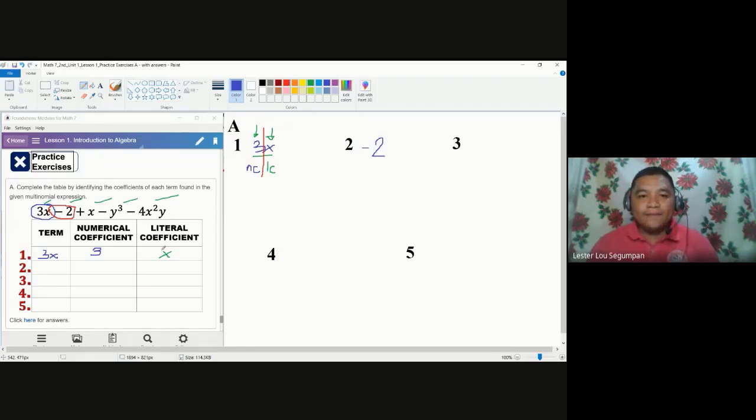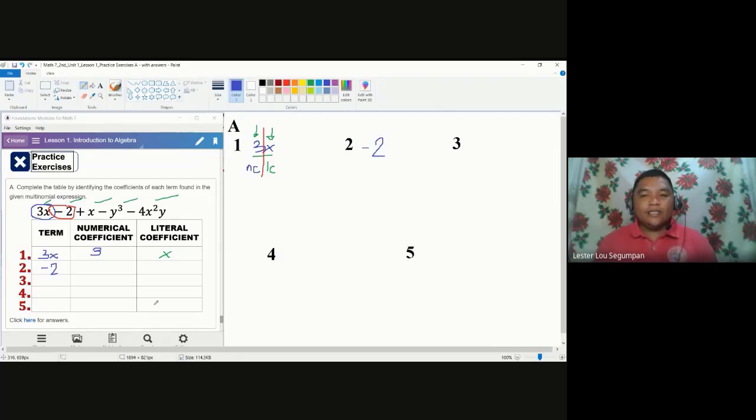But for the second term, we took the operation before it, subtraction, as its sign. That's why we have negative 2. So this is our second term, not just 2, but negative 2. Let's make it better.